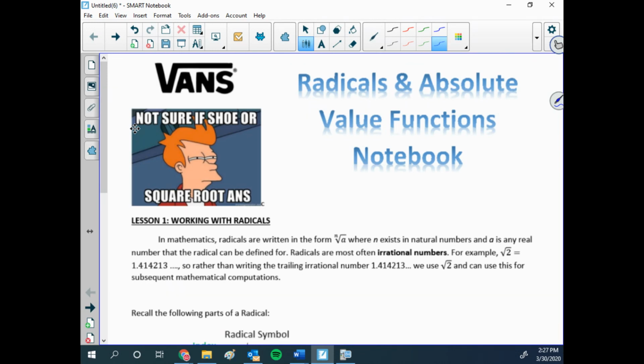Hopefully, you have already finished everything for our previous unit on solving equalities and inequalities. If you have any questions with any of that, please let me know. So we are now moving on into the next unit, radicals and absolute value functions.